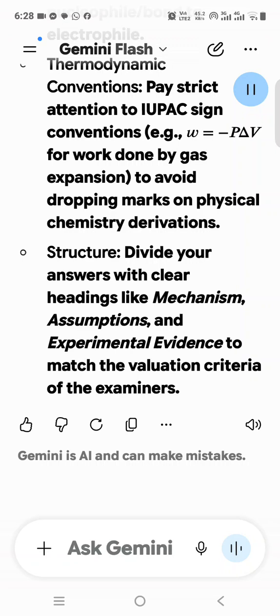Q. Explain the structural and electronic factors that cause the Wacker process to be highly selective for the oxidation of ethene to acetaldehyde. Discuss the role of palladium-2 and copper-2. Answer. The Wacker process is a classic example of homogeneous catalysis involving a palladium alkene complex. The high selectivity relies on a precise sequence of organometallic steps.